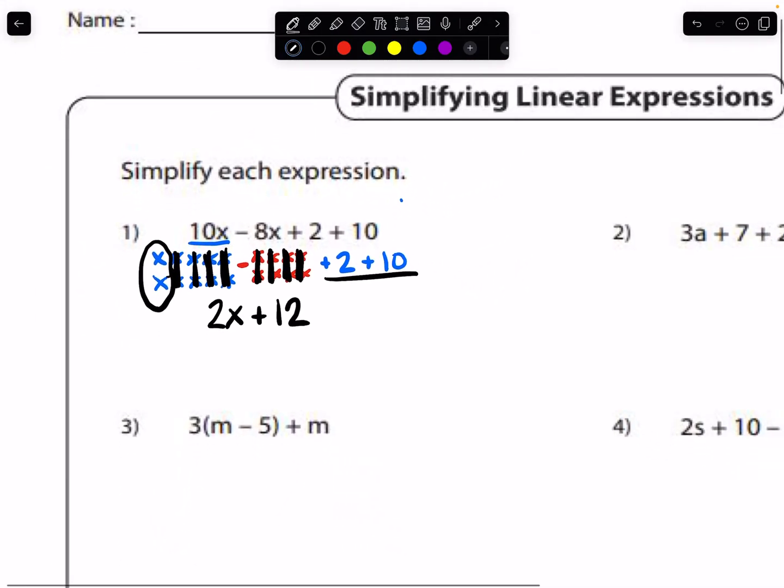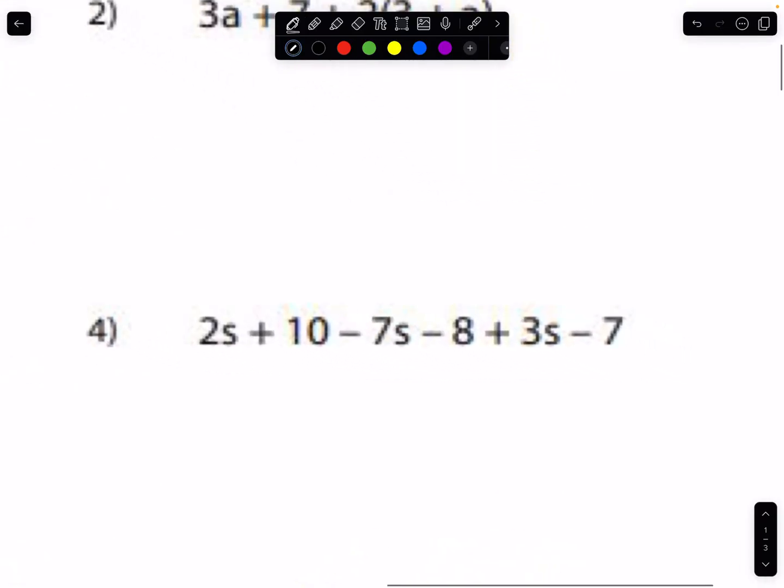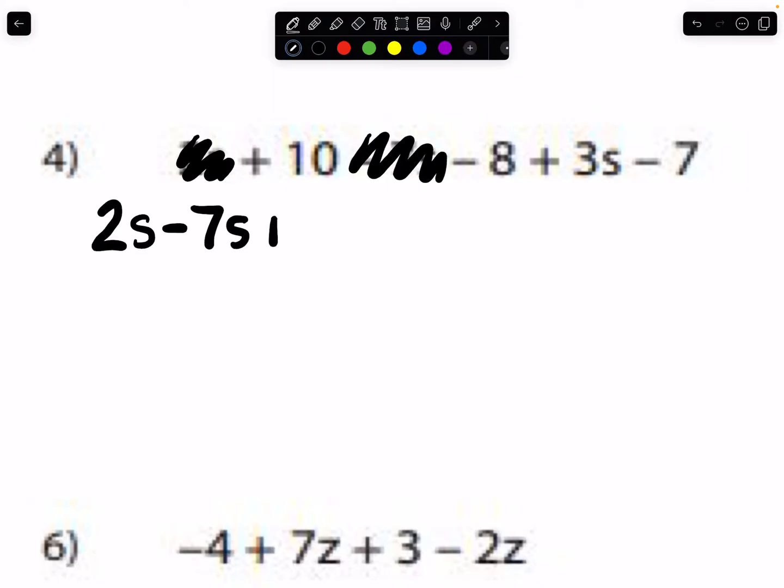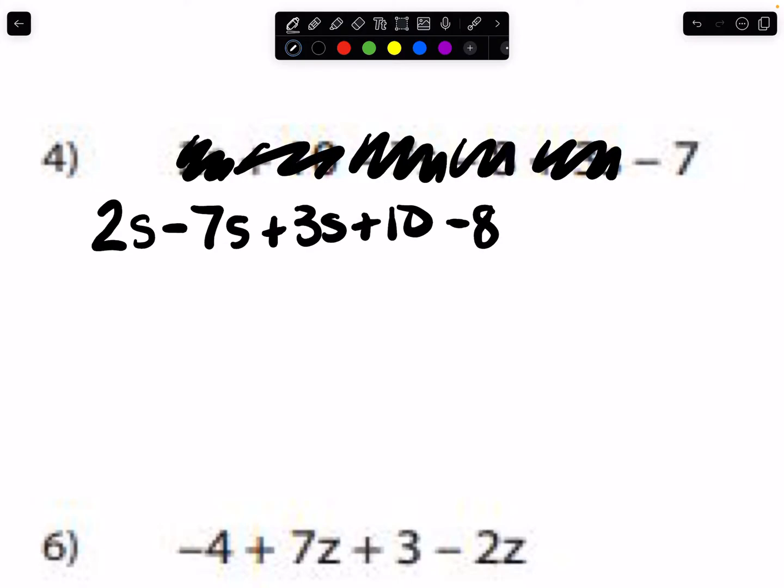We're going to go find a different problem and do it the same way. Let's go find number 4. Number 4 is not in order. So the first thing I need to do is write it in order with the alphabet first, with the variables first. So I'm going to write 2s right here, minus 7s, which is right here, plus 3s, which is right here, plus 10, which has no variables, minus 8, no variables, minus 7. So I can combine all of these, and I can combine all of those.